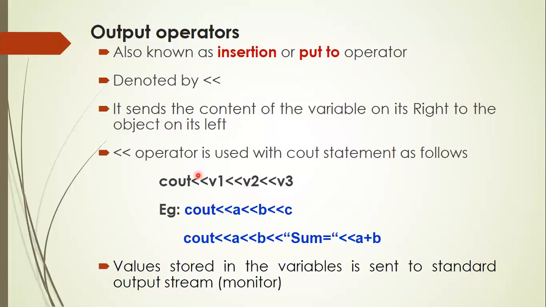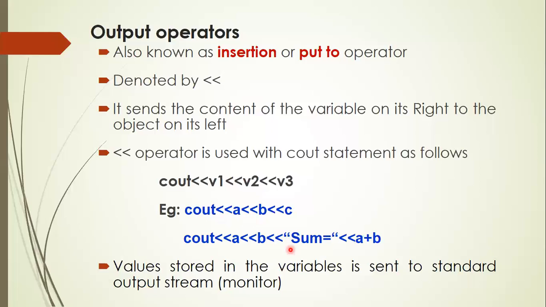So what happens here is the value of the variable V1 will be displayed or inserted on the monitor, followed by the value of V2, followed by the value of V3. For example, cout << A << B << C means the value of A goes to the monitor, followed by the value of B, and followed by the value of C. So the value stored in the variable will be inserted on the standard output stream called the monitor. Look at the second example: cout << A << B << "sum equal to" << A + B.